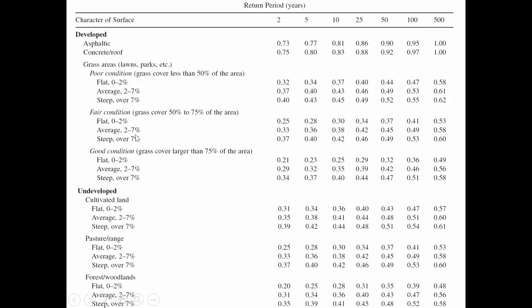Now look at the effect of slope. Let's consider grass in fair condition, meaning grass covers 50 to 75% of the area. That sounds like my yard, where about 50% of the area is dead patches and about 50% is okay grass. So a fair-conditioned lawn. Why is it that a steep grass has a different C value than flat grass? It's saying 34% of the water will run off for a flat grassy area, but more of it is going to run off if it's steep.